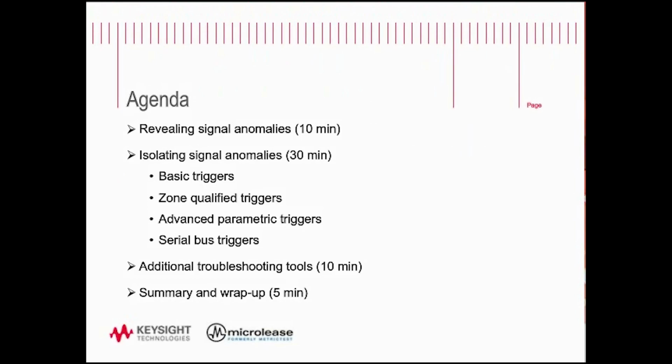First off, in order to trigger on a problem, you need to be able to see the problem first, which is why we'll spend the first 5 to 10 minutes talking about how oscilloscopes can help you visualize problems on screen. Then we can spend about a half hour discussing the different triggering methods that allow you to isolate on the problems once you've seen them. And then finally, we'll wrap with some of the additional tools available in scopes before adjourning the session.